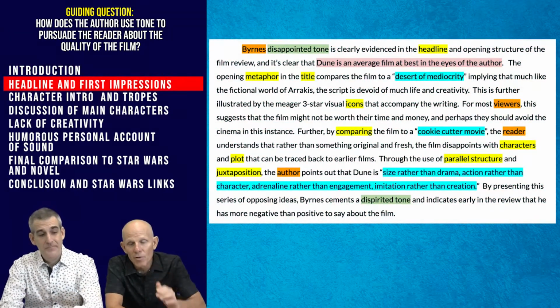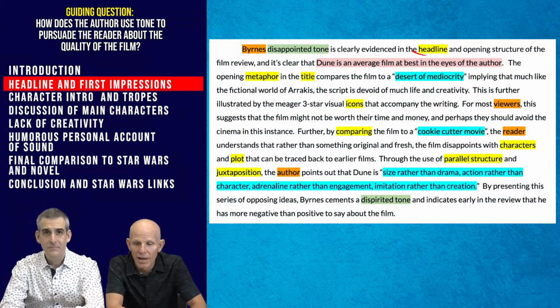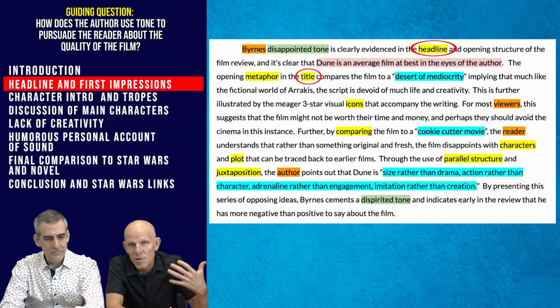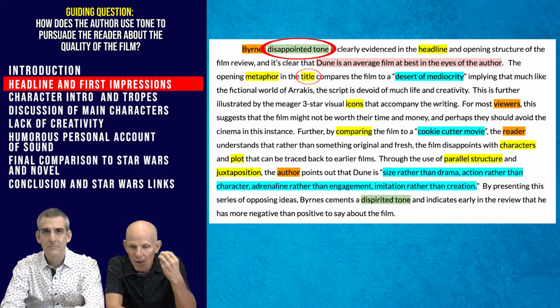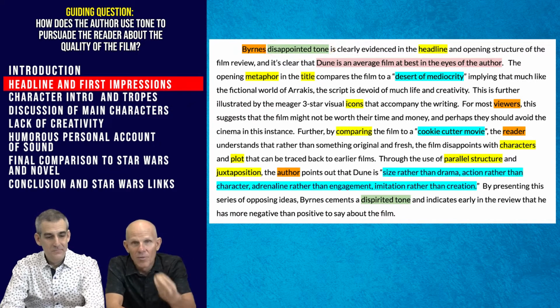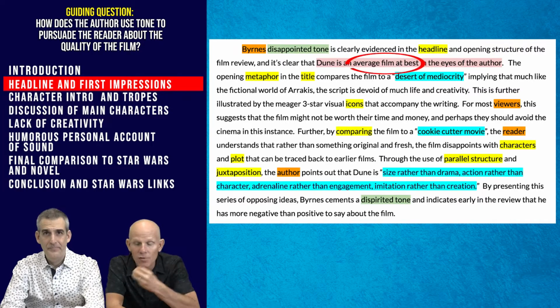Yeah, so again, that first body paragraph, like we mentioned, is about the headline. Really smart. Like talking about the title, we see that his tone is disappointed. So we have that sort of guiding question word in the topic sentence, but also thinking about the content, which is that it's an average film at best.